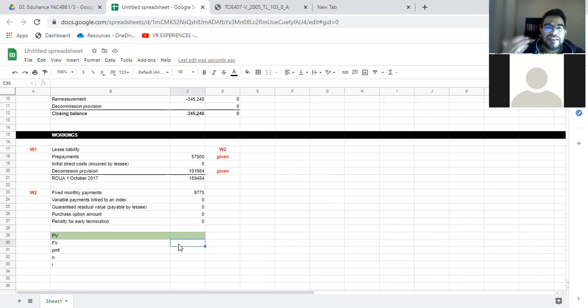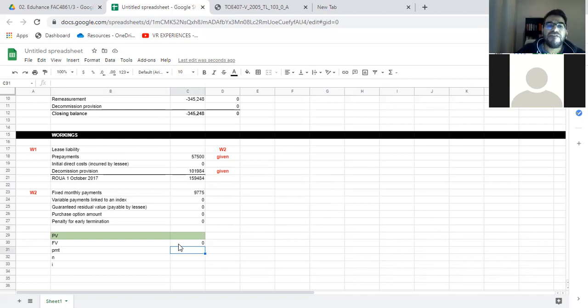And generally, the guaranteed residual value is paid at the end of the lease term. The purchase option is paid at the end of the lease term. Okay, so just take note of that. Same, the penalty for early termination. So remember, when there's a penalty for early termination, your lease term will be limited to when you expect to terminate, not the full lease term. So once again, the penalty will also then be a future value, but that will be the lump sum payment at the end of the lease term. So just take note of that, okay? So therefore, it is all zero, so future value is zero. PMT will be the fixed monthly payment.